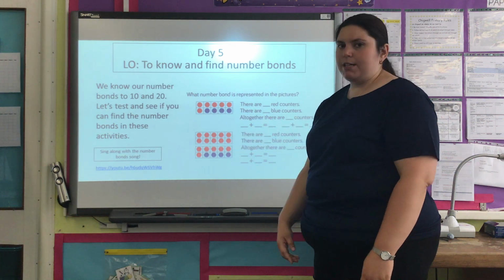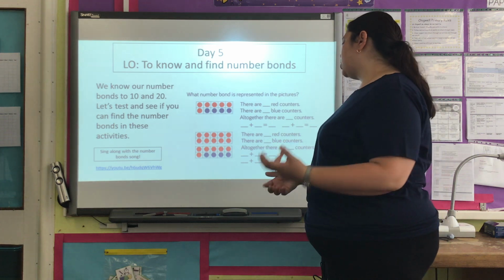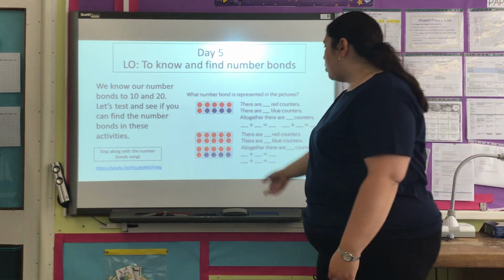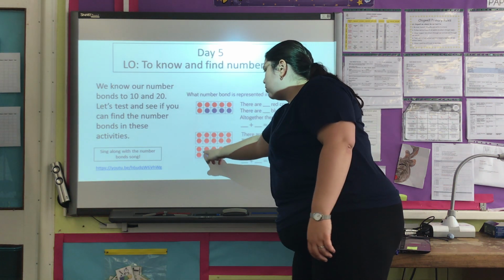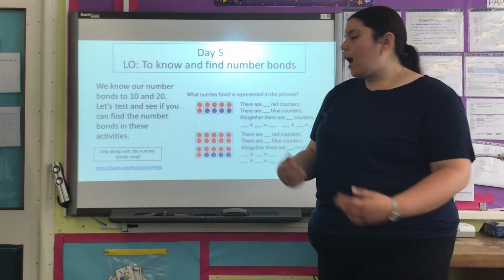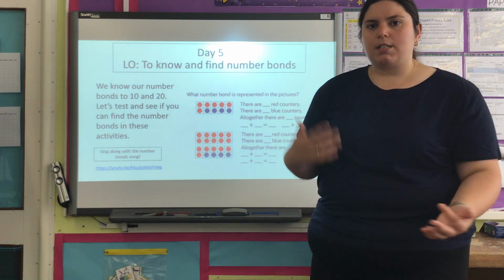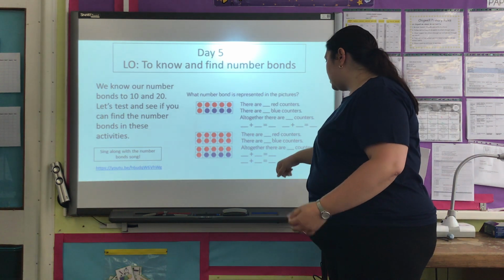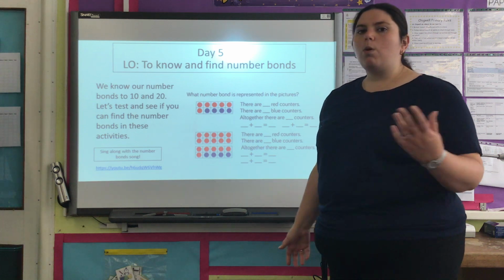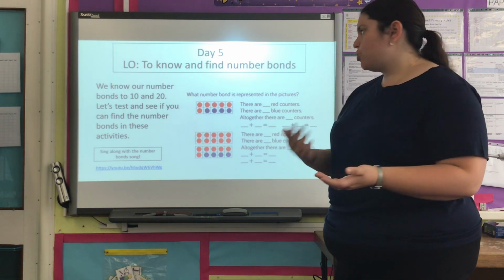Now we've got 2 10 frames down here. And I know that you will see that it equals 20 altogether. But let's look at our missing gap. So there are how many red counters altogether? Well, we know there's 10 here. So 11, 12, 13, 14, 15, 16. So 16 red counters. And we've got 4 blue counters again. So altogether there are 16 and 4 is 20. So 20 counters, and then we've got 16 plus 4 equals 20, or 4 plus 16 equals 20. So remembering it doesn't matter which way you put it in.